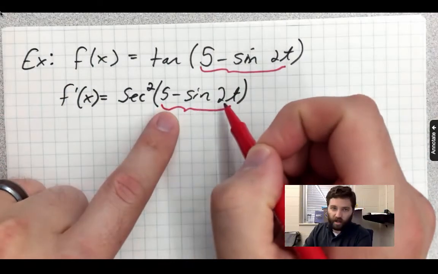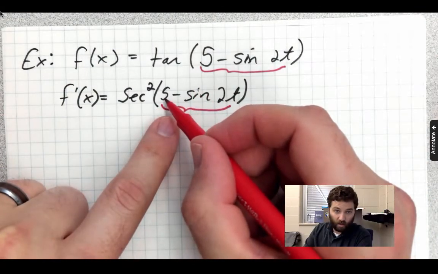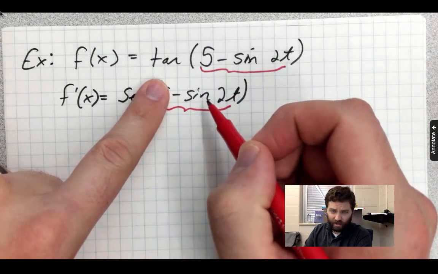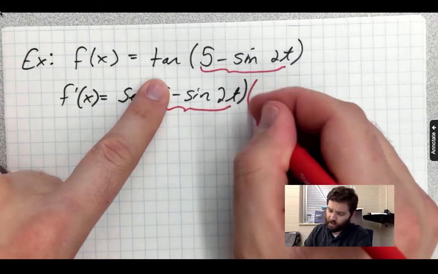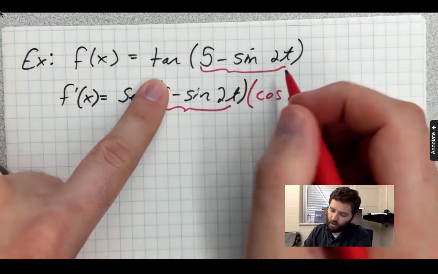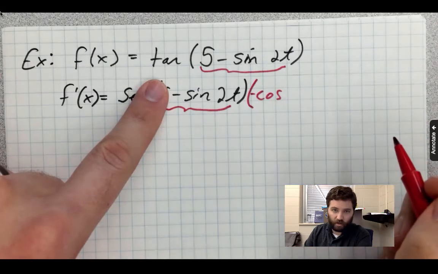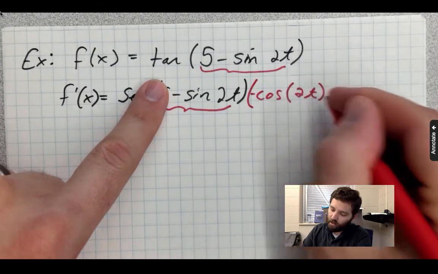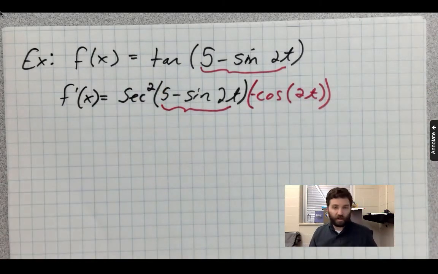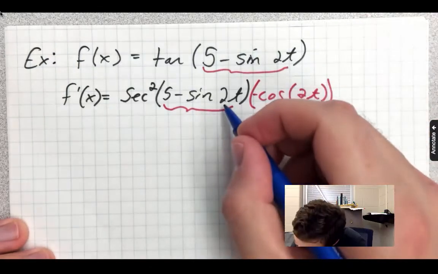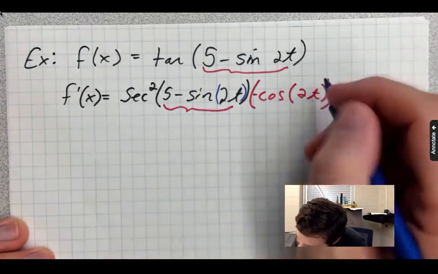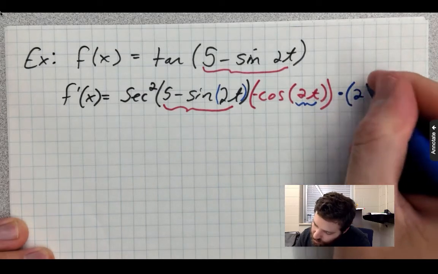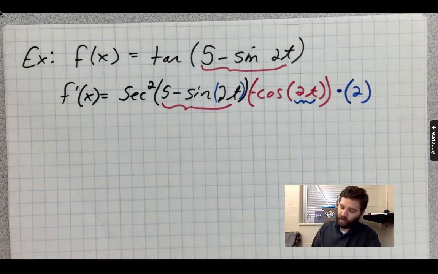When I derive 5 minus sine of 2t, I get derivative of 5 is 0. Derivative of negative sine of 2t. Well, the derivative of sine is cosine. So what I'll have is negative cosine of 2t, leave the inside alone. But now I have to times by the derivative of the inside of this function here. So I need to multiply by the derivative of 2t. That's just 2. Okay, so there's my final answer, and that looks hideous.